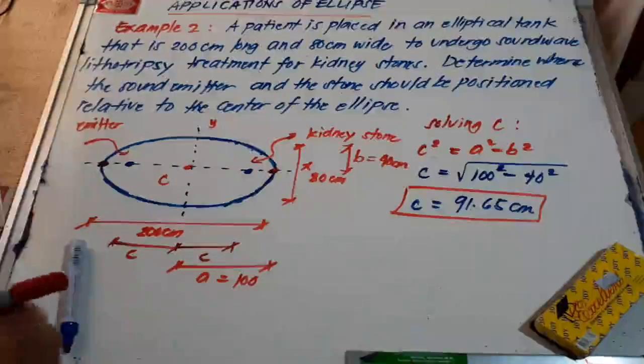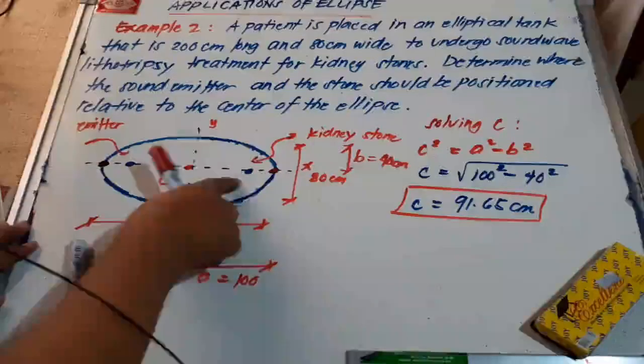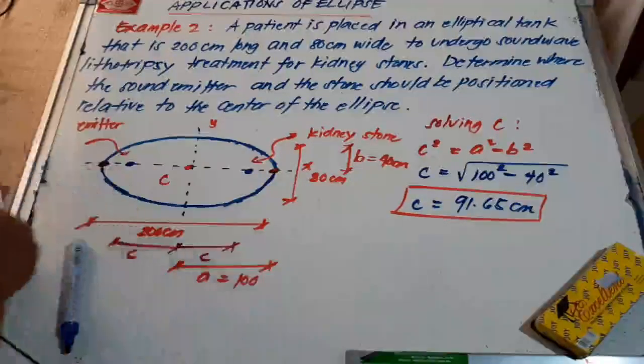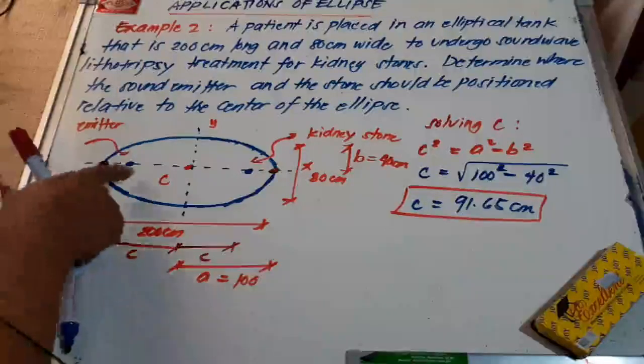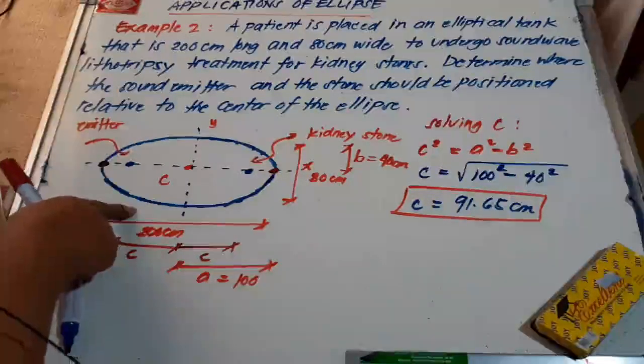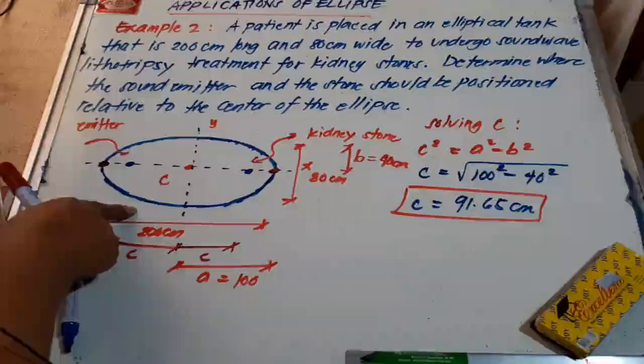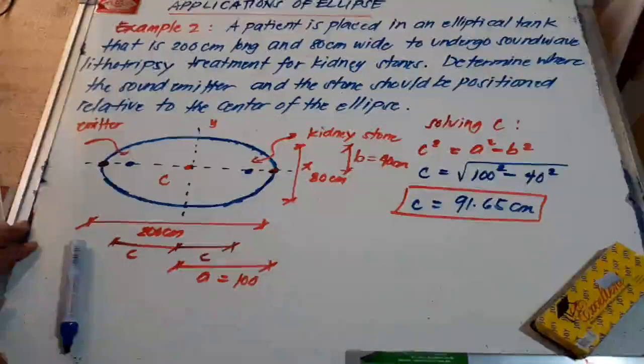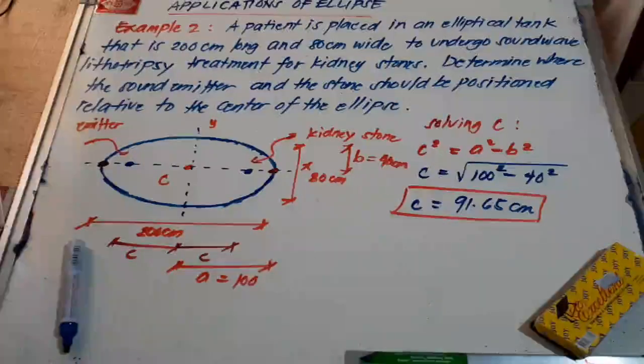So, ibig sabihin, kailangan yung kidney stone mo, ipoposition mo 91.65 cm from the center of the elliptical tank. And also, the sound emitter should be positioned same distance from the center, which is 91.65 cm also. So that will be the answer for example number 2. Thank you.